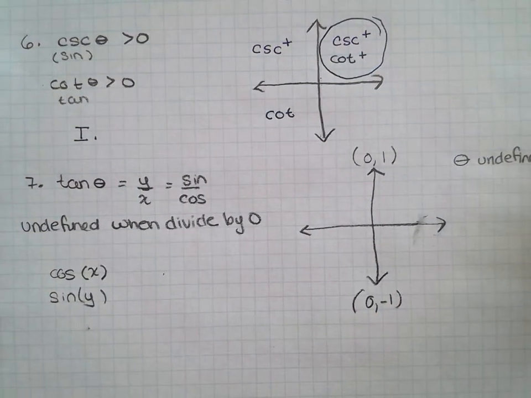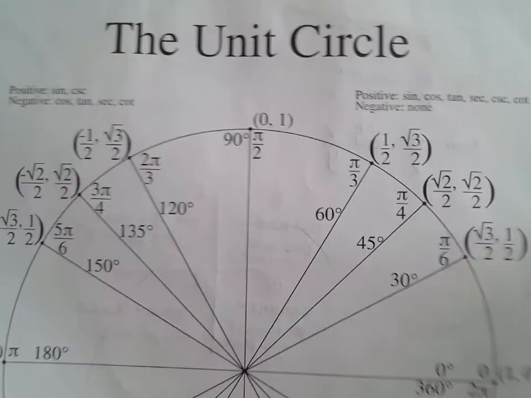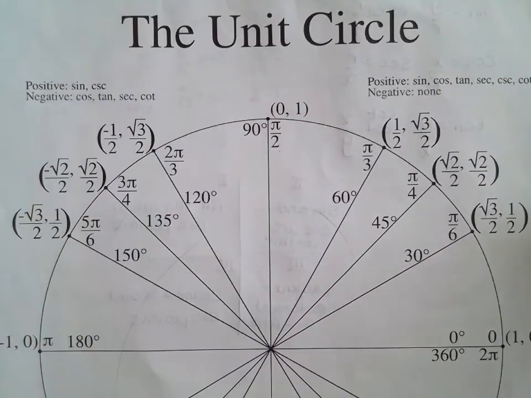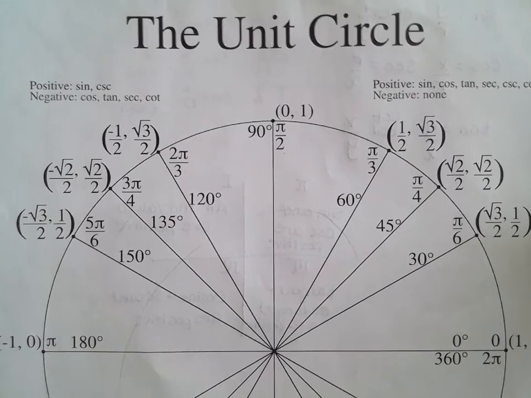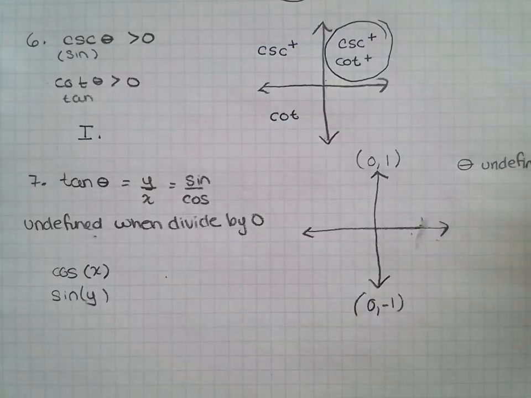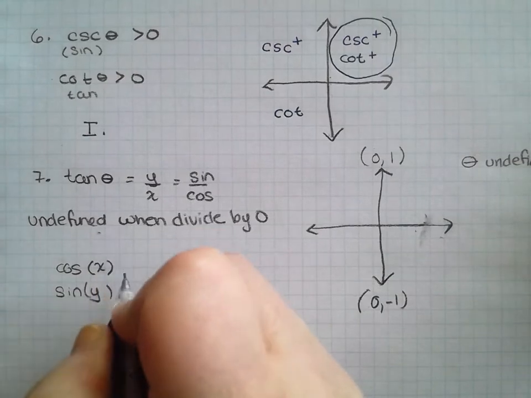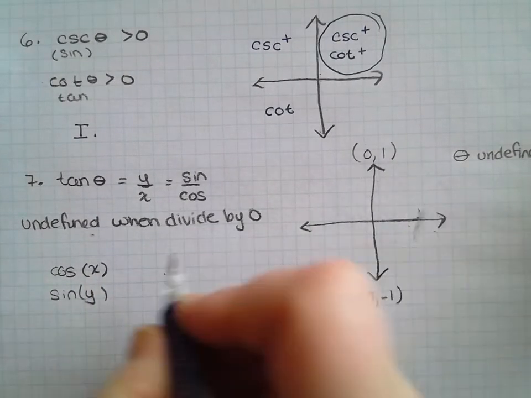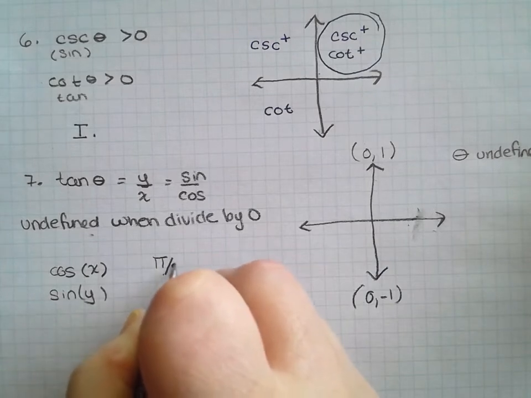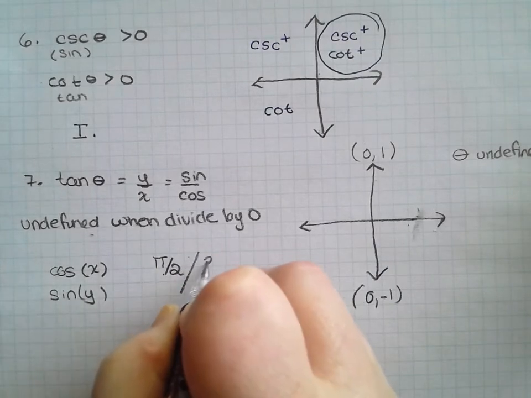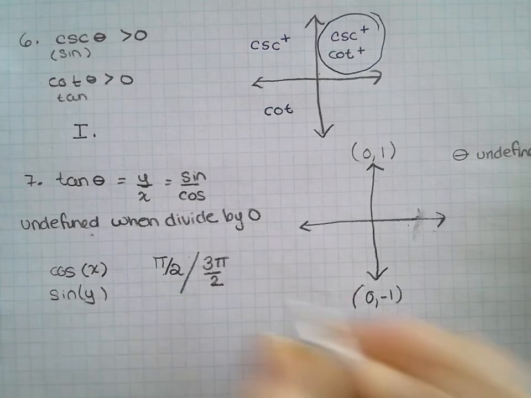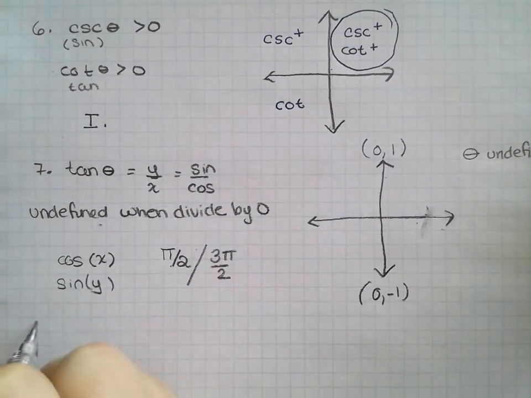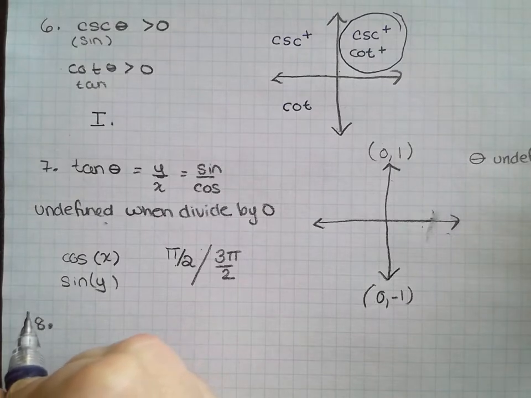Okay? And so for what values is cosine 0? So that tells me at pi over 2, and then if I go down, that's 3 pi over 2 at the bottom of my thing. So tangent is undefined when cosine is equal to 0, and those values are pi over 2 and 3 pi over 2. Okay? The other one is asking when is cosine undefined, and it's never undefined.